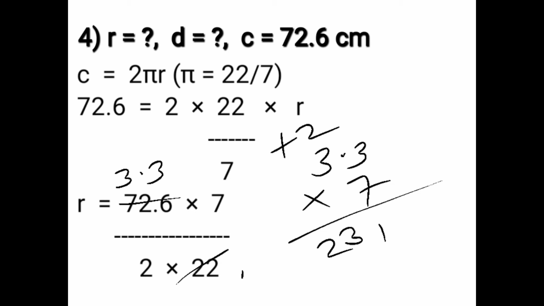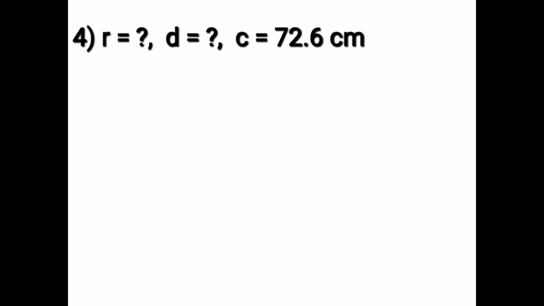So one decimal place is there, so one digit from the end the decimal point will come over here. So the answer is 23.1. The radius is equal to 23.1 upon 2. Divide it.